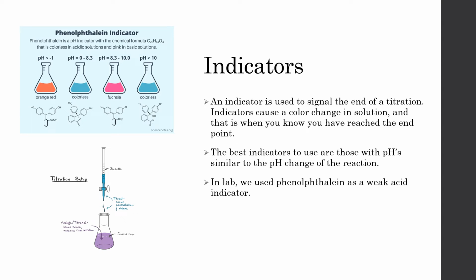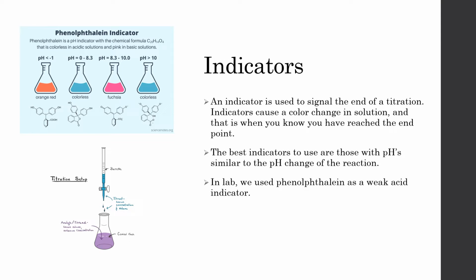To have an idea of when a titration has ended, indicators are used. Indicators cause a color change in the solution and signal the endpoint has been reached. The best indicators to use are those with pHs similar to the pH change of the reaction. For each type of titration curve, there is a specific indicator that is best to use. In our chemistry labs, we used phenolphthalein as a weak acid indicator. If you remember from our labs, our solution turned from a clear solution to a light pink solution.